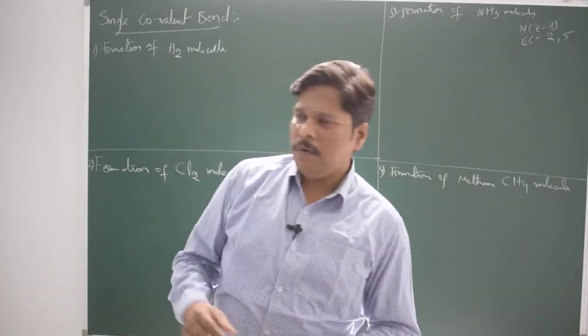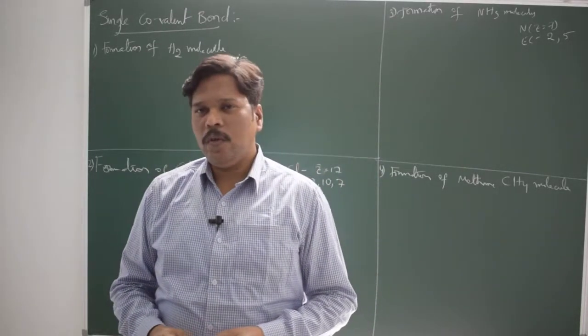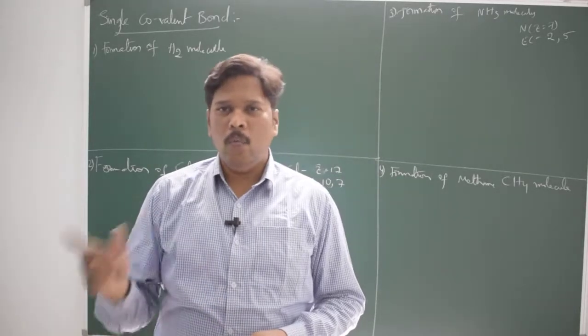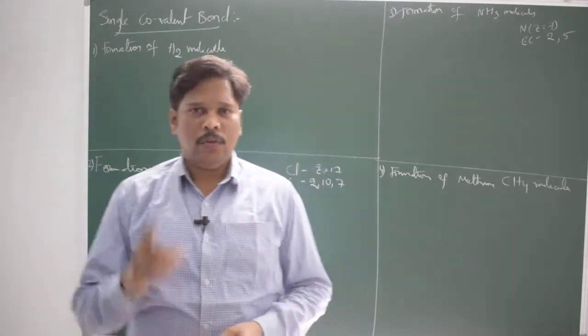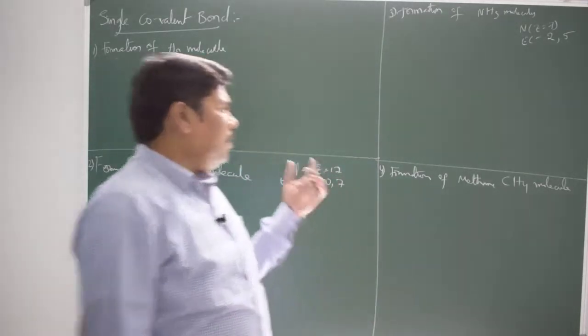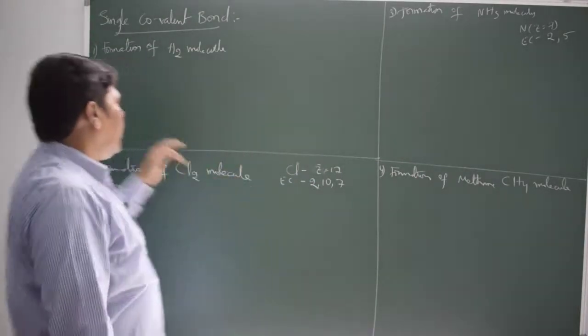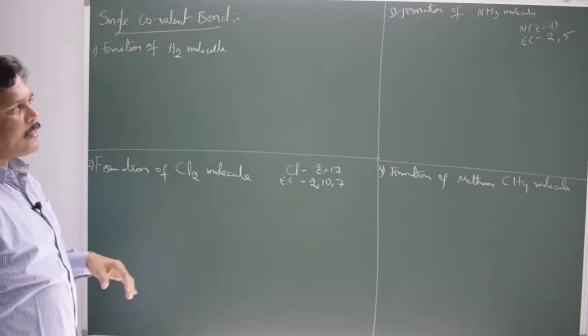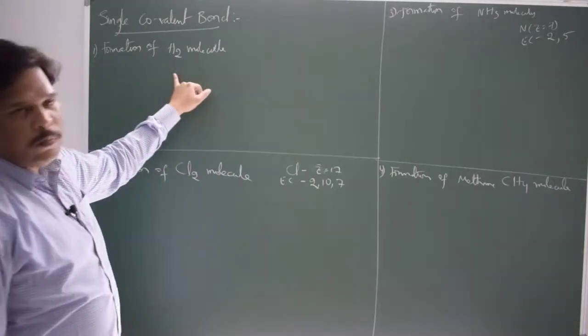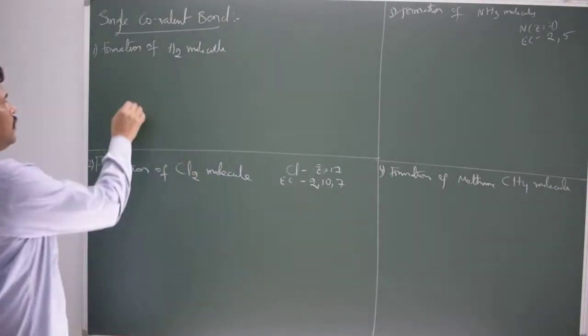A single covalent bond is formed between two atoms by sharing one electron each. So there is only one pair of electrons shared between the atoms. I'll tell you a few examples. With a few examples you will learn. So, the hydrogen molecule. Lewis symbol of this.